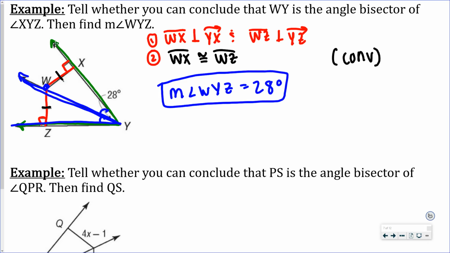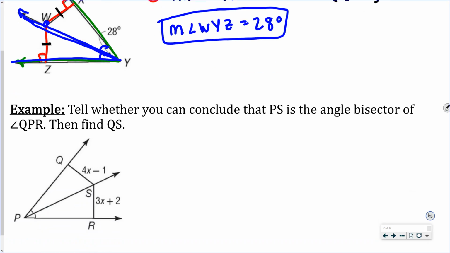Okay, not too bad. Let's try another one. I drew in something for you. Tell whether you can conclude that PS is the angle bisector of angle QPR. Then find QS. All right, so we got QPR here. Is that indeed the angle bisector? Yeah, it's showing me it bisects it, right?